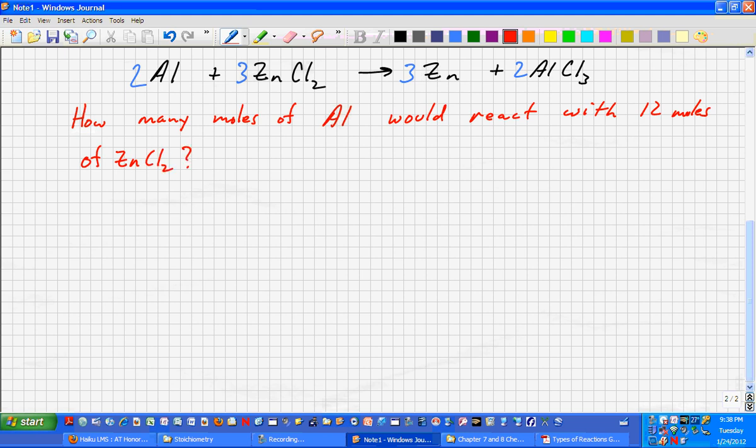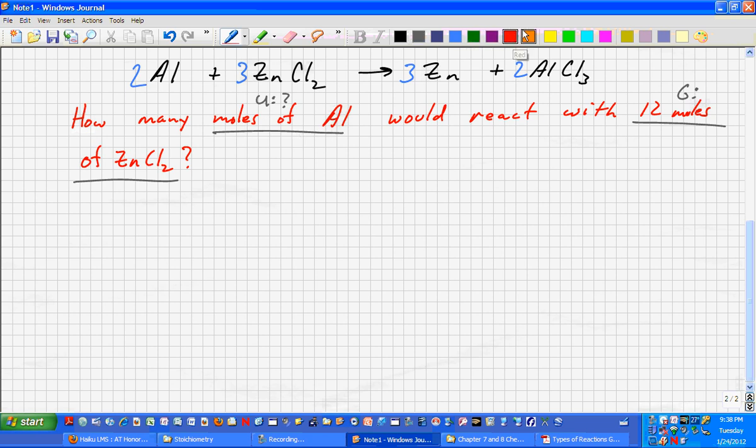I've already got my recipe. I've got my balanced equation. I'm ready to go ahead and identify my unknown and my given. My given is this 12 moles of aluminum chloride. My unknown would be my moles of aluminum. Ooh, did I call my given aluminum? No, my given is the zinc chloride. My unknown is the aluminum.